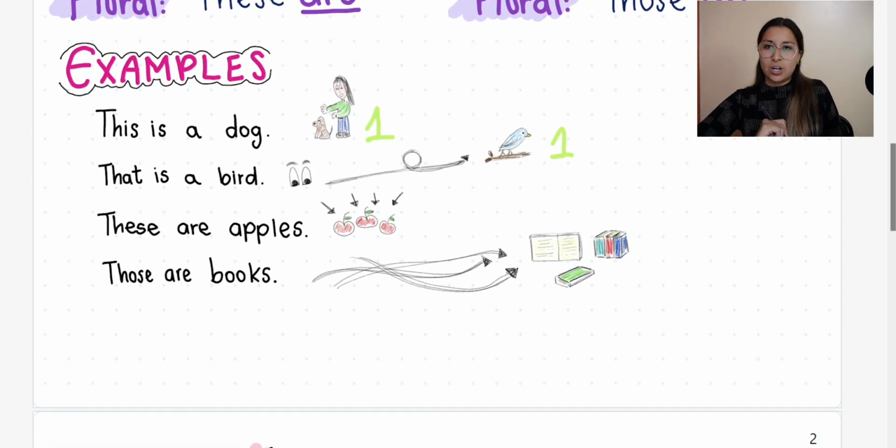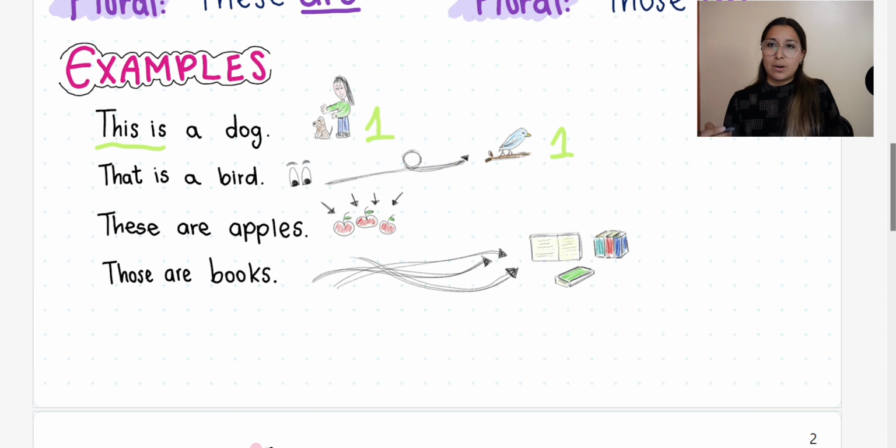This is a dog. In this case, I'm using the singular form and I'm talking about things that are near, so that's why I'm using this. I only have one thing which I am referring to, so that's why I'm using this.